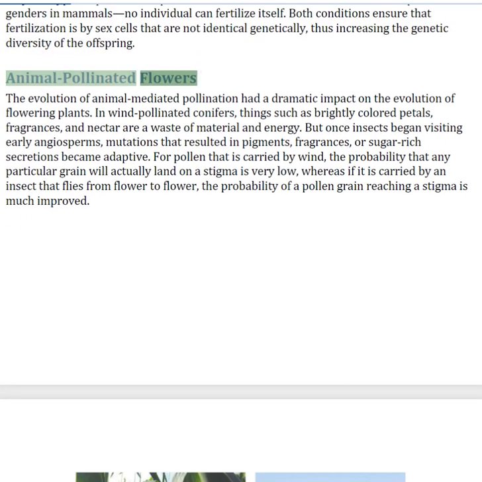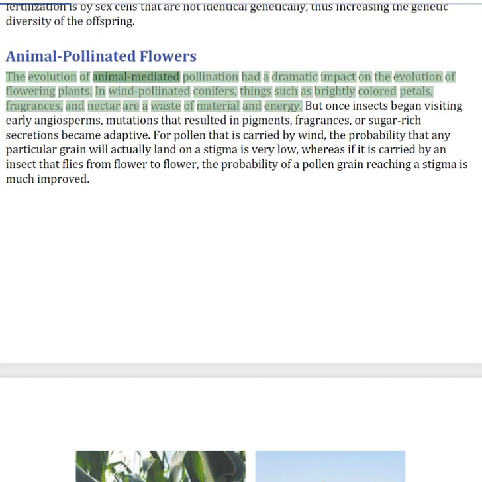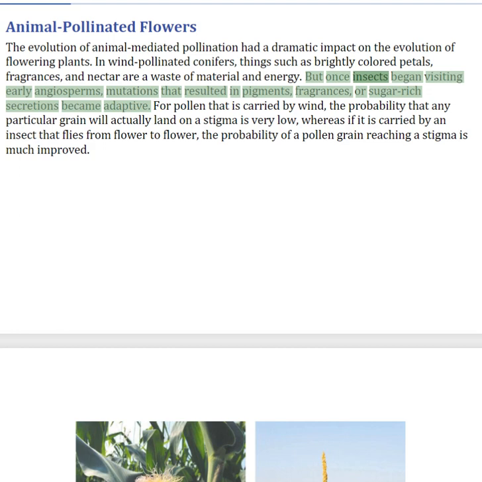Animal-pollinated flowers. The evolution of animal-mediated pollination had a dramatic impact on the evolution of flowering plants. In wind-pollinated conifers, things such as brightly colored petals, fragrances, and nectar are a waste of material and energy. But once insects began visiting early angiosperms, mutations that resulted in pigments, fragrances, or sugar-rich secretions became adaptive.